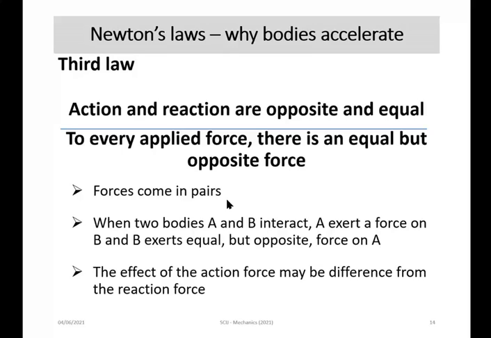They are opposites, but they are equal. They are equal in magnitude. So every force that you apply, there is an equal one in the opposite direction. We can also rewrite it in a simple way. When two bodies A and B interact, A exerts a force on B and B exerts an equal but opposite force on A. In effect, what we are saying is that the effect of the action force may be different from the effect of the reaction force. So these are the consequences of the third law.